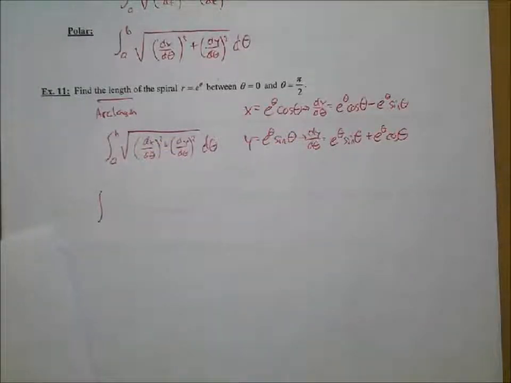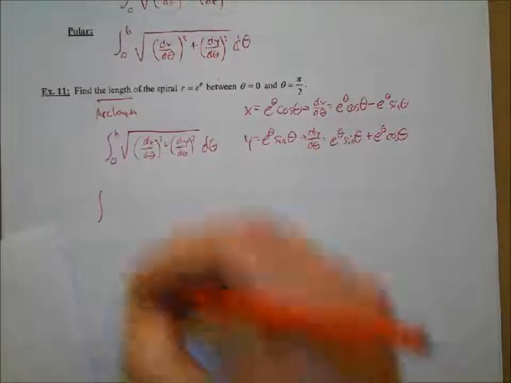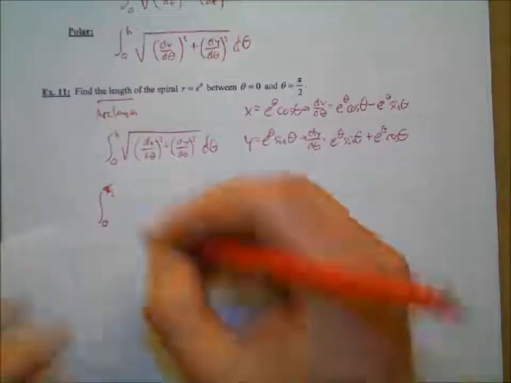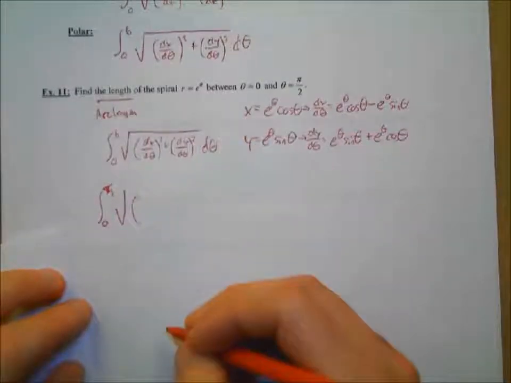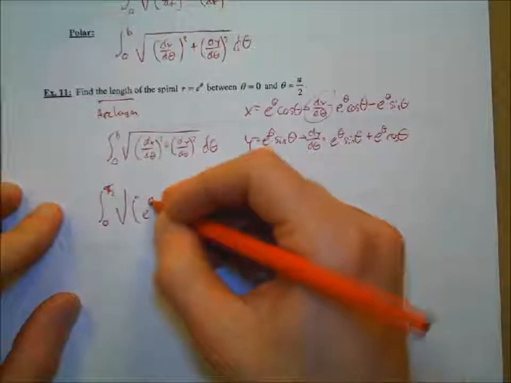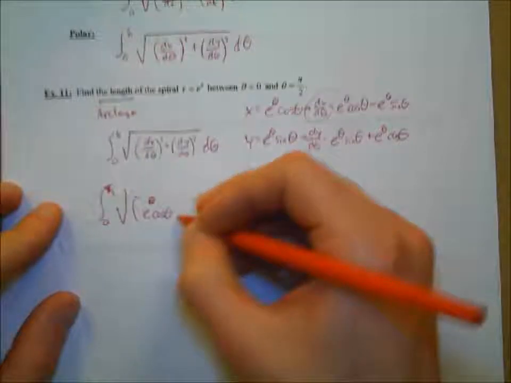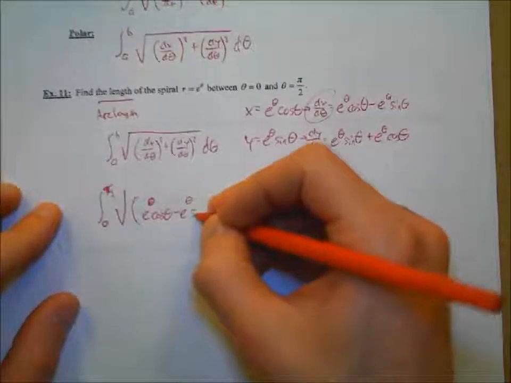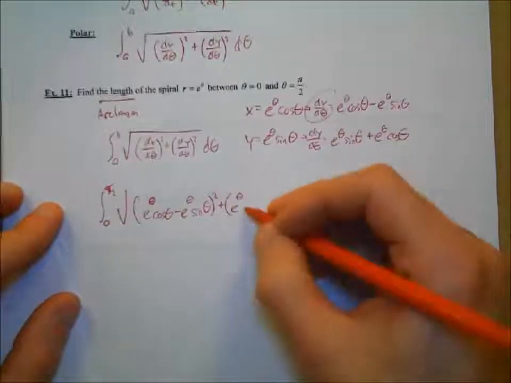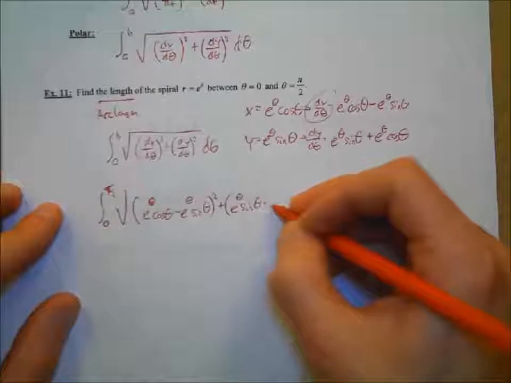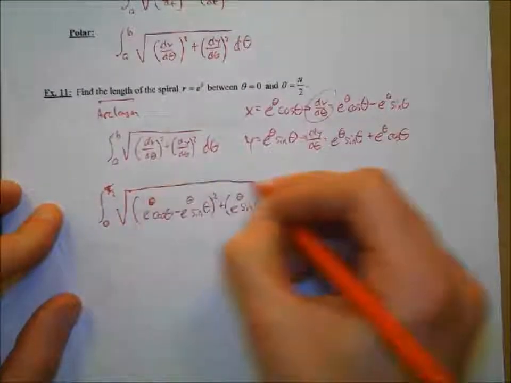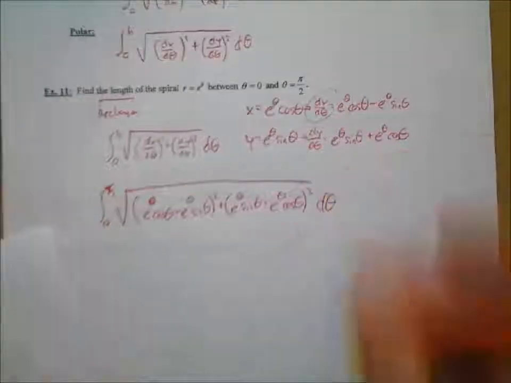So the integral will be from 0 to pi over 2. Limits of integration are given to us, thankfully. All right, square root of dx d theta, which is that right there. So e to the theta cosine theta minus e to the theta sine of theta, squared, plus e to the theta sine of theta plus e to the theta cosine of theta, squared, square root that whole mess there.